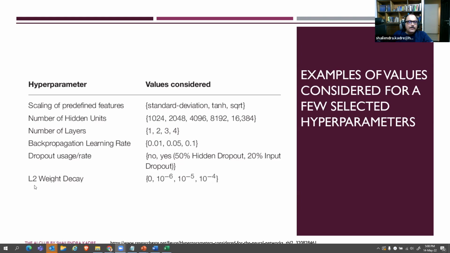L2 weight decay is a parameter in L2 type of regularization, which is nothing but Ridge regularization, done using the square of weights. So in that, weight decay is a parameter. You typically take values like 10 to the power minus 6, 10 to the power minus 5, 10 to the power minus 4. These kind of values you take generally in that.